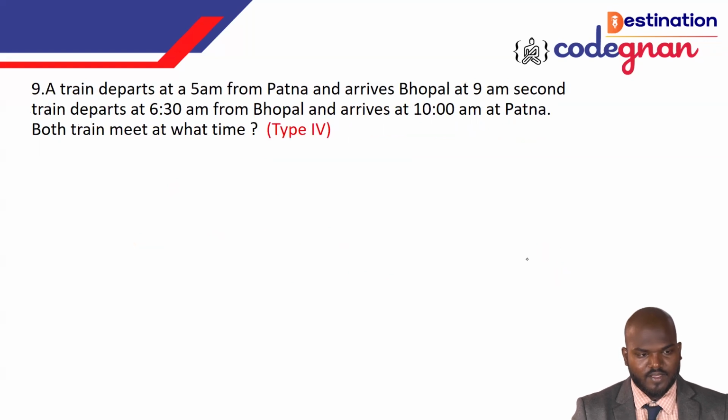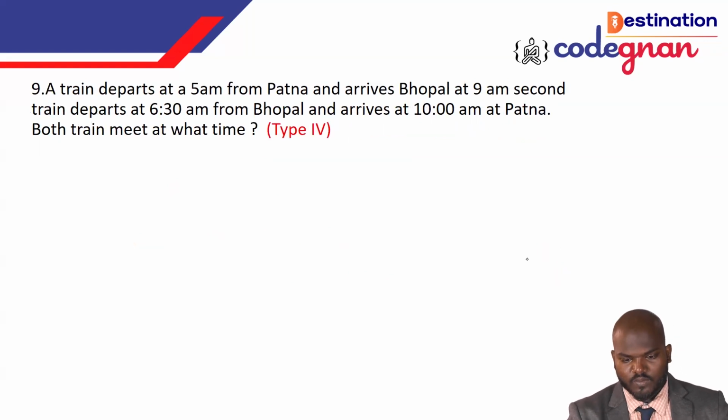Okay. So going for the next question, guys, you see this one, there is a train that departs at 5 a.m. from Patna and arrives at Bhopal at 9 a.m. The second train departs at 6:30 a.m. from Bhopal and arrives at 10 a.m. at Patna. So at what time will both trains meet? That's an interesting question. You can solve this one. It looks like a very easy one. You don't have to worry about this one.